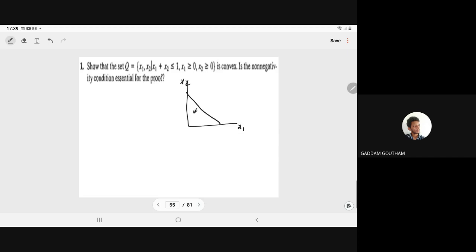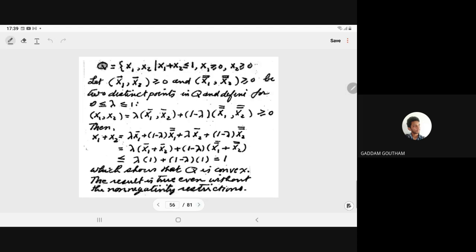So on this side we have x1 + x2 ≤ 1. If you take any arbitrary two points graphically, the line segment joining these 2 points completely lies in that set. So we say it is convex. So how can we prove mathematically that this is a convex set? Graphically it is okay, but sometimes if we are not able to draw the graph, then how can we prove it?